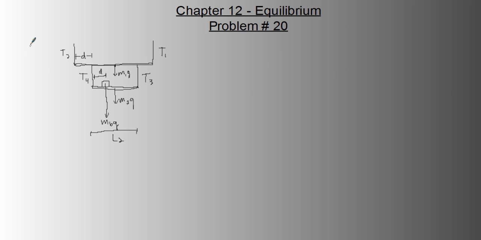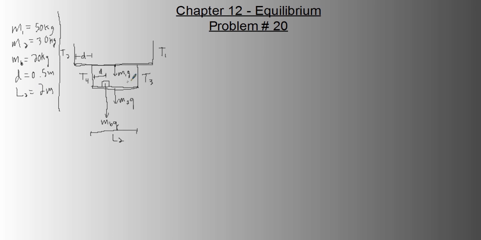Let me just list the givens up here. M1 is 50 kilograms, M2 is 30 kilograms, M block is 20 kilograms. These are the givens. D is 0.5 meters. L2, length of bar 2, is 2 meters. And that's it for that.